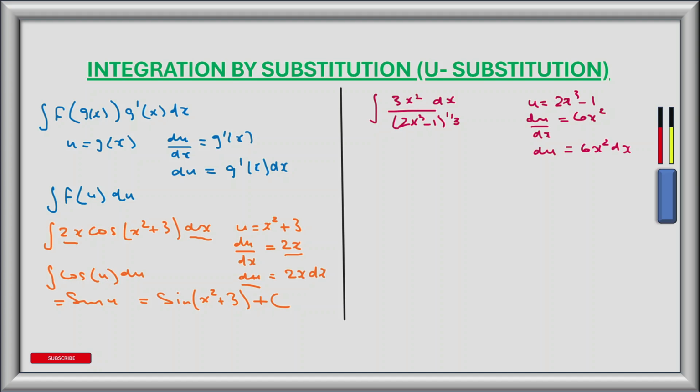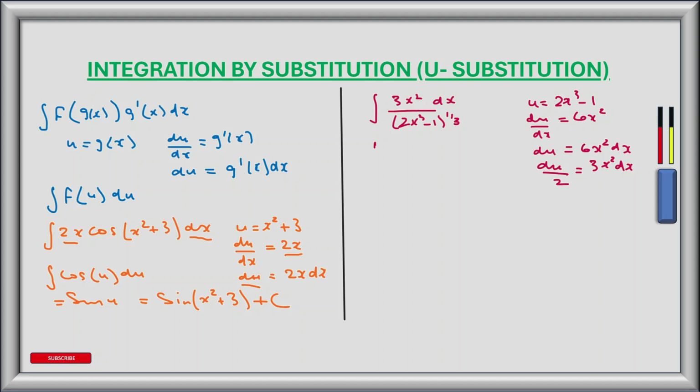As you can see, this is not quite in the right form. We have 3x squared dx. But that's no trouble because we can just divide both sides by 2. So du by 2 is equal to 3x squared dx. Now we have it in the right form where we can substitute for u.